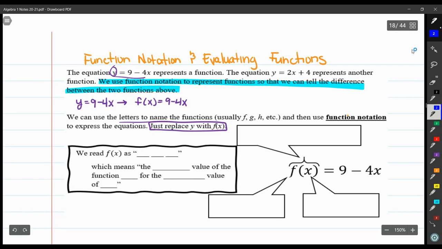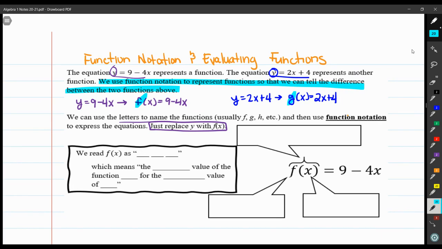And then I could change this other function. I could replace this y with another letter. So let's say g parentheses x equals 2x plus 4. So now I can clearly tell if I ask you for the f function, we're talking about the purple one. If I ask you for the g function, we're talking about the blue one. So this is a very easy way for us to tell the difference between lots of functions when we have more than one or two being used at a time.